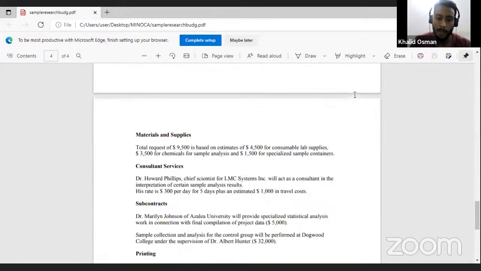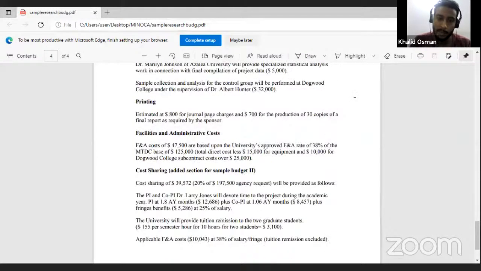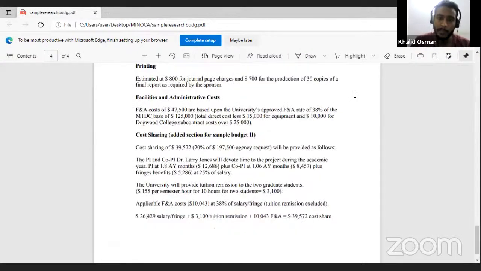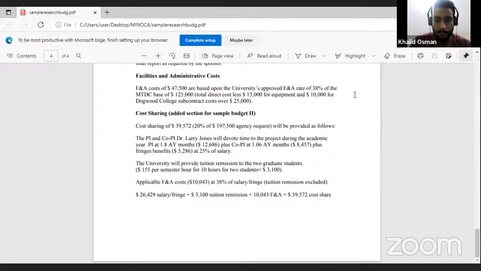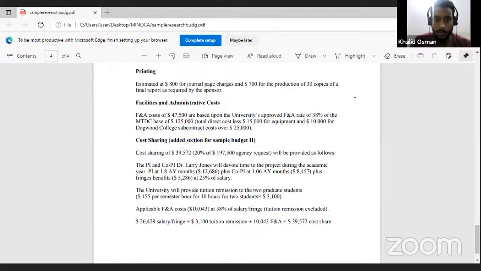item. I know it's sometimes you don't have an exact amount. You should put your estimate and provide evidence of how did you arrive to that estimate. So that's basically how to prepare your budget for your research or grant proposal.